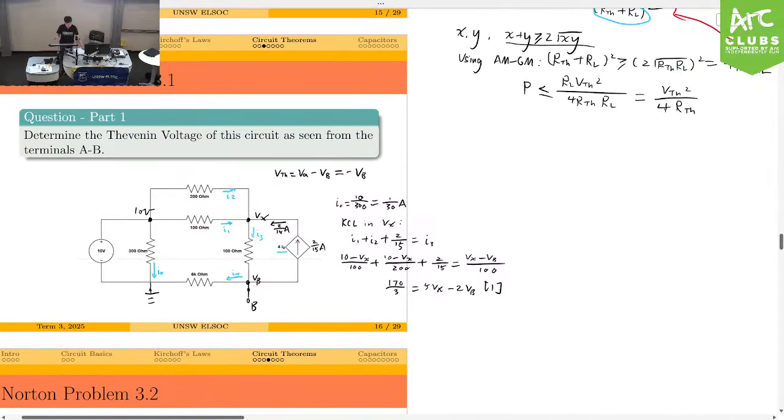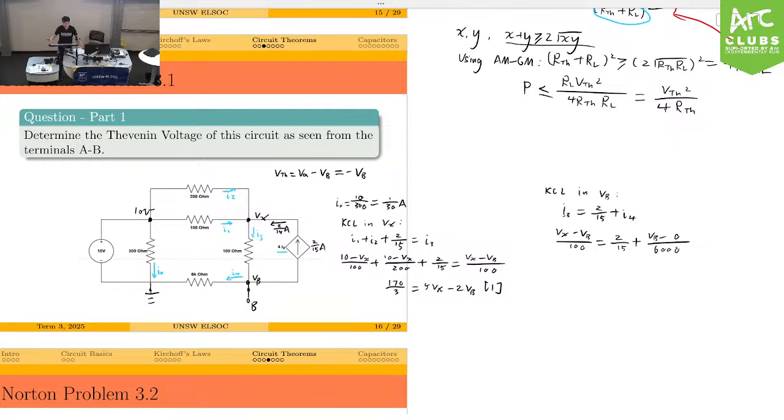And our other KCL is at Vb. So let's do it. KCL at Vb: the current entering the node is I3. The current leaving the node is 2/15 and I4. So we have this expression here. I3, as we looked at previously, is (Vx minus Vb) over 100, which equals 2/15 plus I4, and I4 is just given by (Vb minus 0) over 6,000. So Vb minus 0 over 6,000.